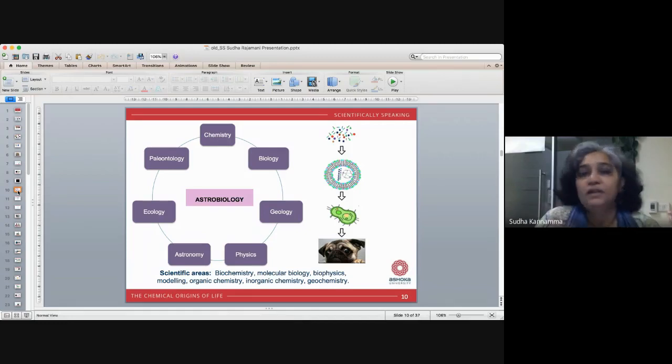I completely fell in love with this field. I had a beautiful mentor who was mind-blowing, and before I knew it, I wanted to be a part of this. Back in my postdoc, and more recently in the lab, we tend to use tools from biochemistry, molecular biology, biophysics, organic chemistry, inorganic chemistry, and geochemistry to ask a lot of the questions that we are interested in.